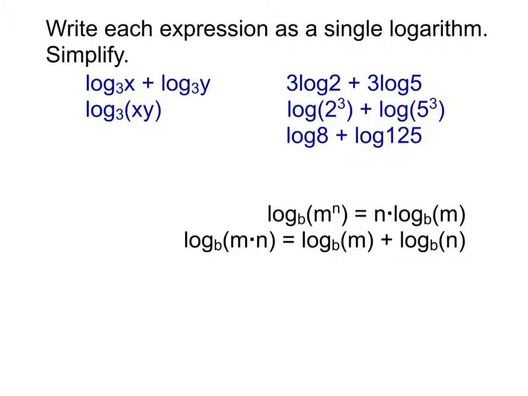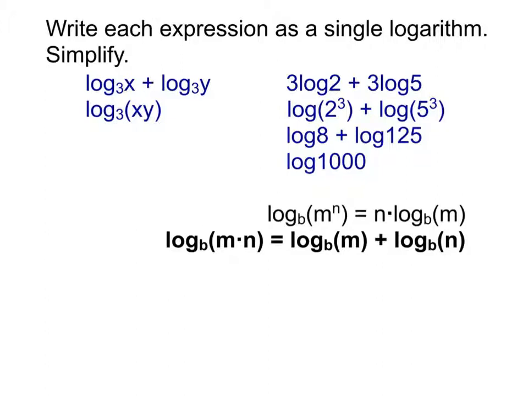Now when I add logarithms, what am I going to do with the stuff inside? We're going to multiply them. And so I'm now going to, on my next line, write it as a single logarithm, but in order to do so, I have to multiply the 8 by the 125. That happens to give us 1,000.